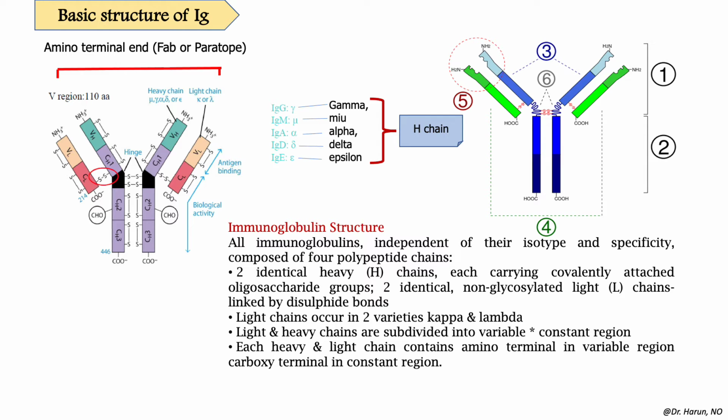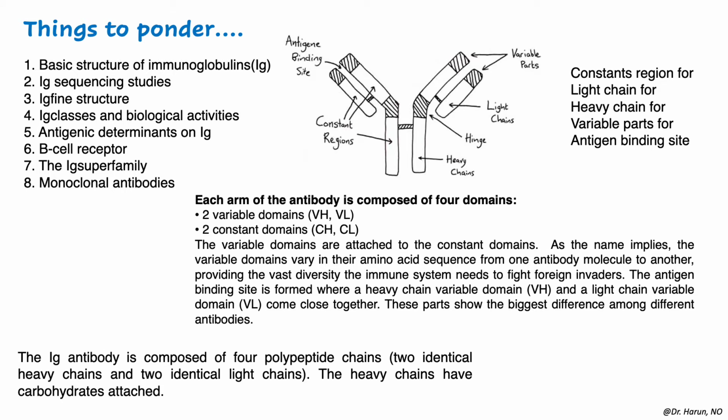Okay, macam kita belajar DNA, so dia punya structure molecular DNA juga di bridge oleh disulfide bonds. Mempunyai two light chain, iaitu varieties kappa dan juga lambda, manakala light and heavy chain are subdivided into variable constant region, dan pada masa yang sama this particular light and heavy also contain amino terminal in variable region, carboxyl terminal in constant region. Okay, untuk things to ponder, this is roughly the basic structure.